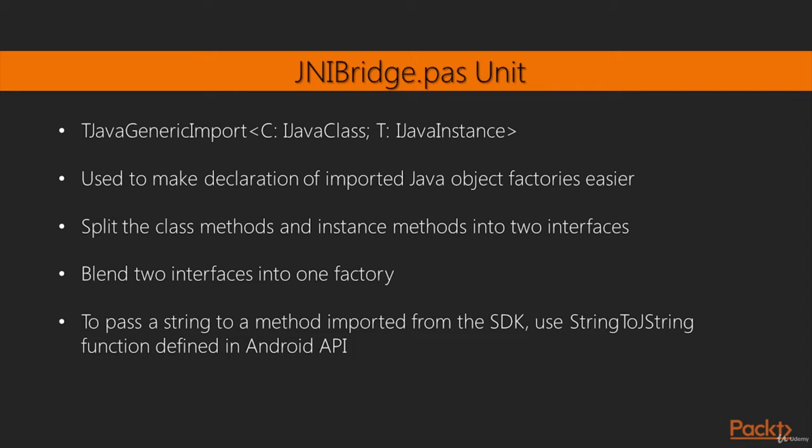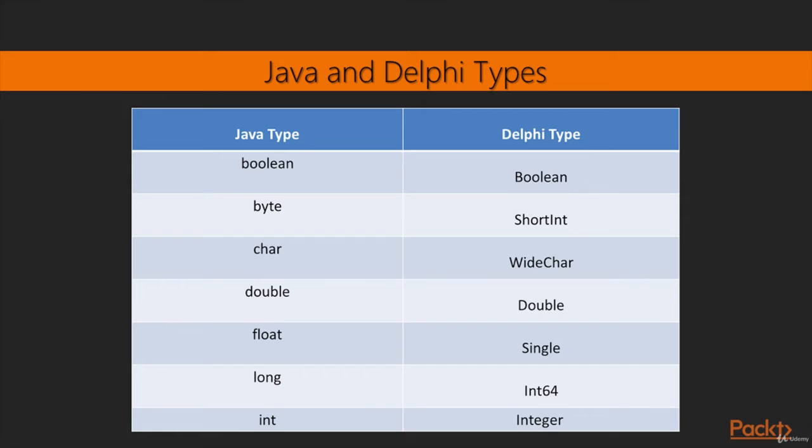Moreover, the Android Java SDK uses Java string objects, while Delphi uses strings. If you need to pass a string to a method imported from the SDK that expects a JString, the type used by the Delphi compiler to match the Java string object, you have to use the StringToJString function defined in Androidapi.Helpers.pas to convert it. So, the next step to use the Toast class is to define two interfaces. The first one declares all the class methods, static in Java, with the same signature as the Java ones. The second one declares all the instance methods with the same Java signature as well.